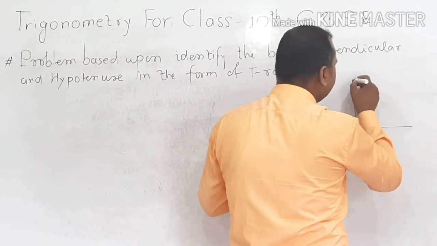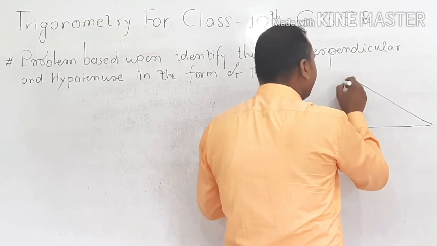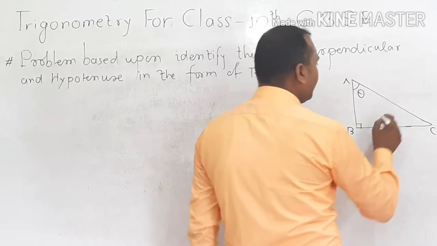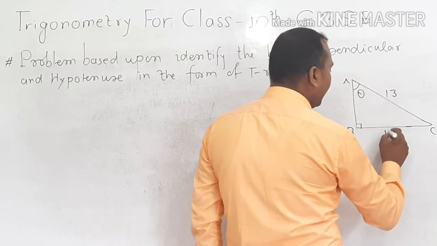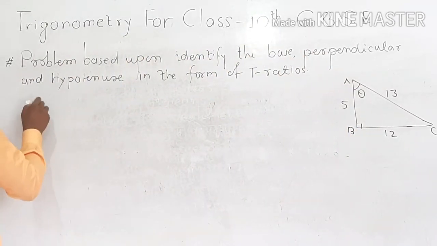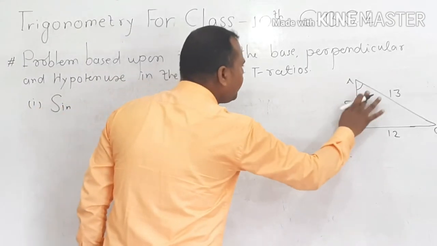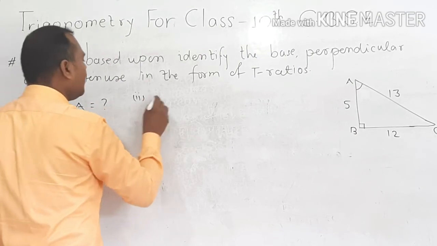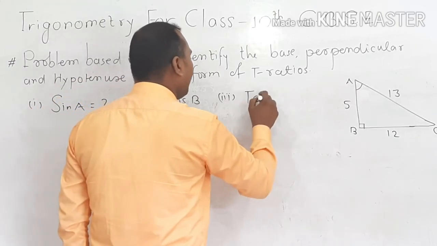This is a triangle, with vertices A, B and C, and this is theta. This is the right angle. The sides are 13 unit, 12 unit and 5 unit. Now the question is: first, sine of A. Second, cos of B, and the third one, tan of A.